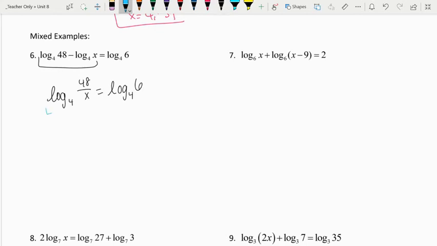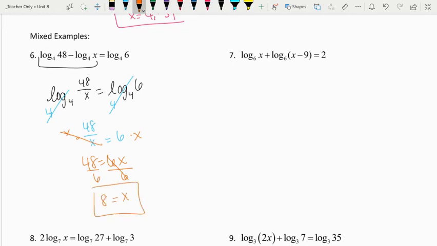At this point, when you exponentiate, the log base 4s go away. We're left with 48 over x equals 6. So essentially what I would do is multiply by x to get it to the other side. So now we have 48 equals 6x, which means we divide by 6, and x is 8. If we plug in 8, we are good to go.